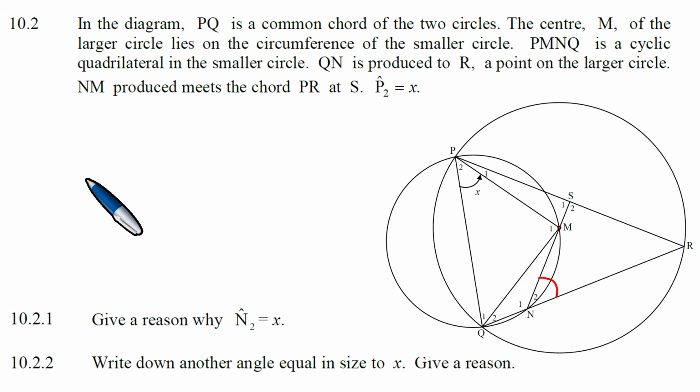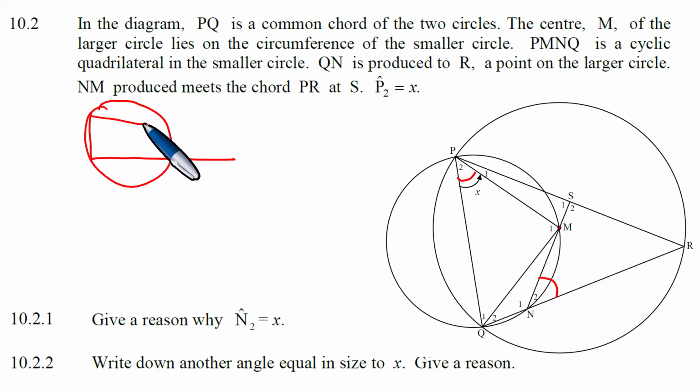Why is the angle N2 equal to X? Is it not exterior angle of a cyclic quad? Good, it is exterior angle of a cyclic quad, because in grade 11, we were taught that if you have a quad like this, the exterior angle is equal to the interior opposite angle. If this is X, then that is also X. Exterior angle of a cyclic quad.